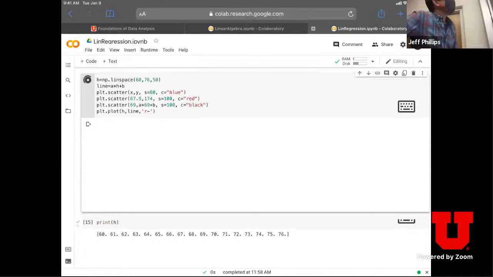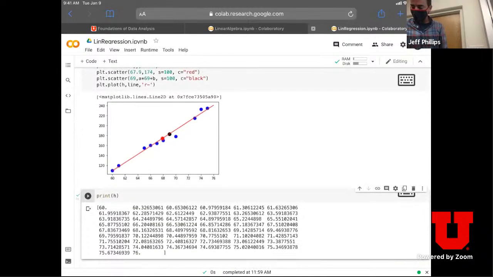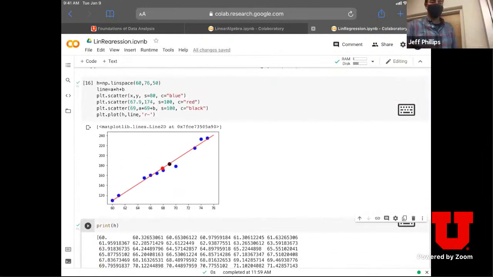Why is this taking so long? Okay, so it plots the same thing, but my h is now 50 values between 60 and 76, and it moves 0.326 every step in order to get these 50 values. Yeah, it's good to have a mental model of how this function is working here. The points are linearly spaced.